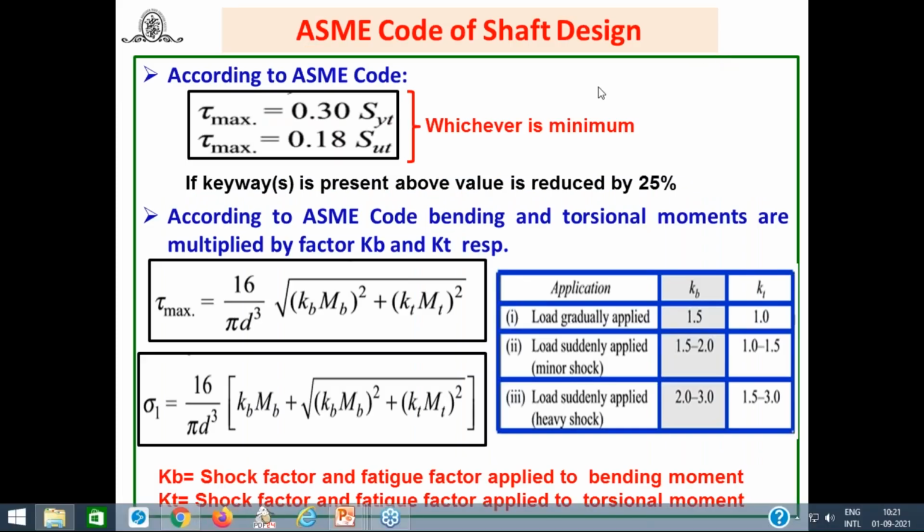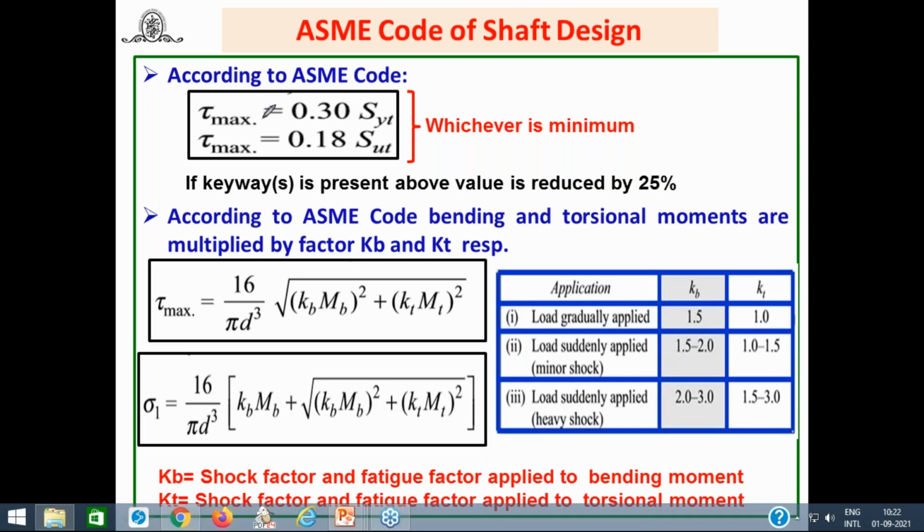Before solving some problems, once again I would like to recap the ASME code for shaft design. According to the ASME code, while taking the value of tau permissible, or permissible shear stress, what you have to do if material properties Syt and Sut are given? If they are not given, you can refer to the data book and take them. So you have to find the permissible shear stress according to the ASME code.